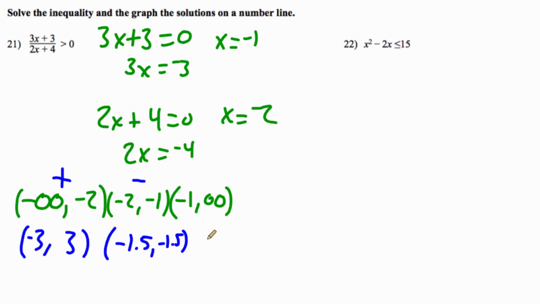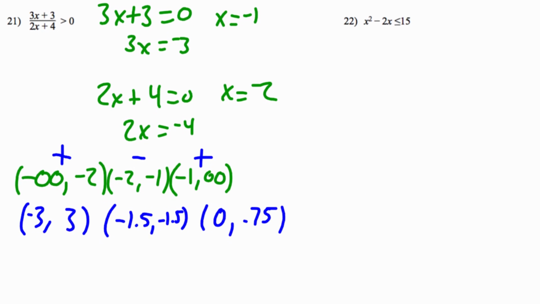Going from negative 1 to infinity, maybe we decide to plug in 0 there. When we do that, we get 0.75 as our answer. Positive answer means positive interval. Taking a look at the inequality, we wanted things that were greater than 0. Well, greater than 0 means positive, so we're looking at this interval from negative infinity to negative 2 and from negative 1 to infinity. So we're going to graph those out on our number line.